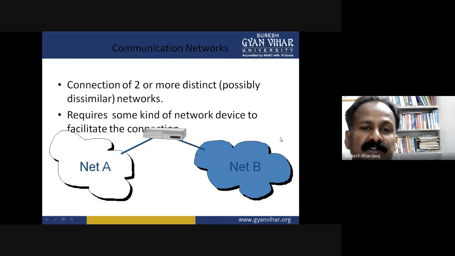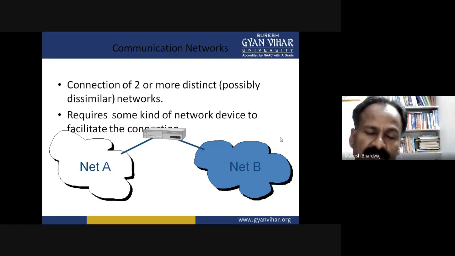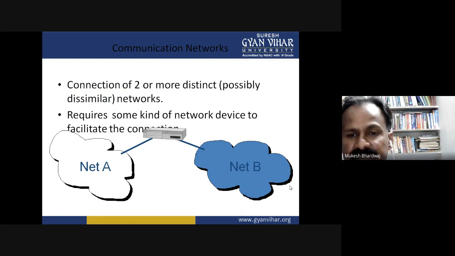Communication networks, the connection of two or more distinct, possibly dissimilar networks, require some kind of network device to facilitate the connection. Basically, switches are connected first, then to the routers, and there is a specific algorithm to route the data packets or signal packets so that they reach the destination in the shortest time, or along the shortest path. They choose according to the traffic density and channel capacity.